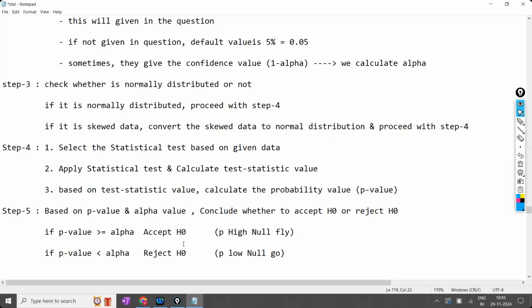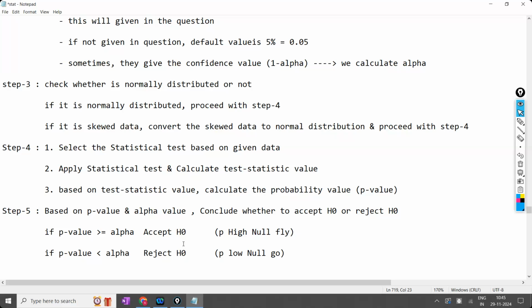Is the point clear for everyone? All the steps. Anyone has any questions with example number 1? Sir, if the same example is done by the company owner, then it is different. The null hypothesis will be different and the conclusion also will be different.